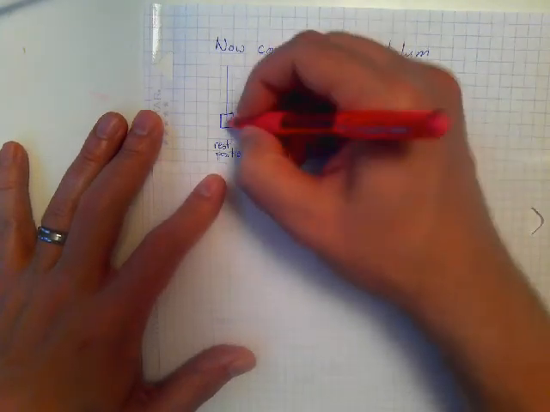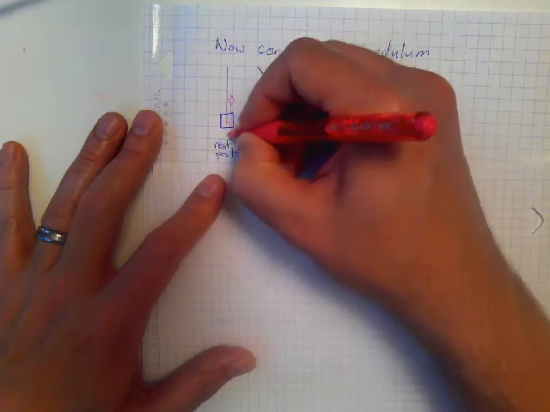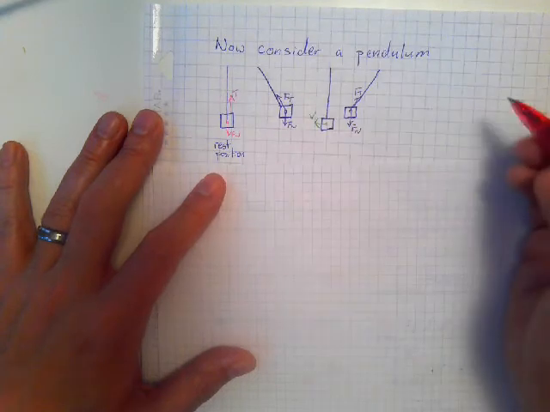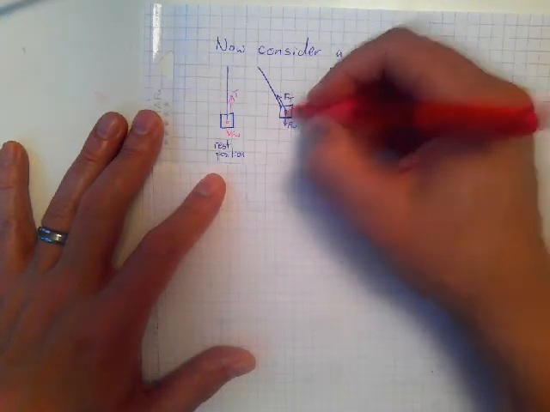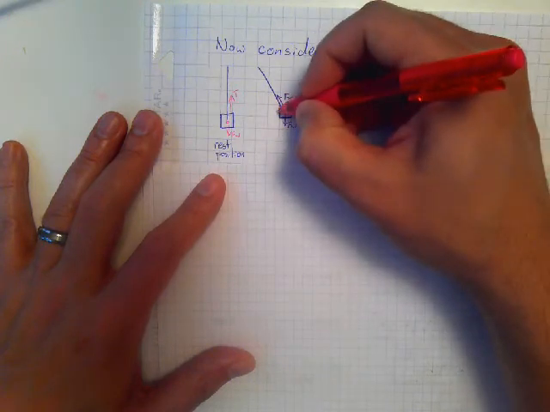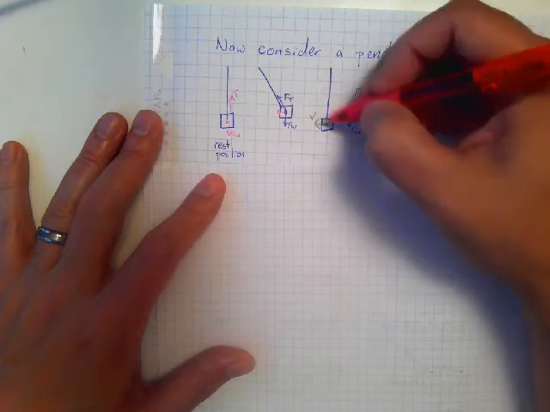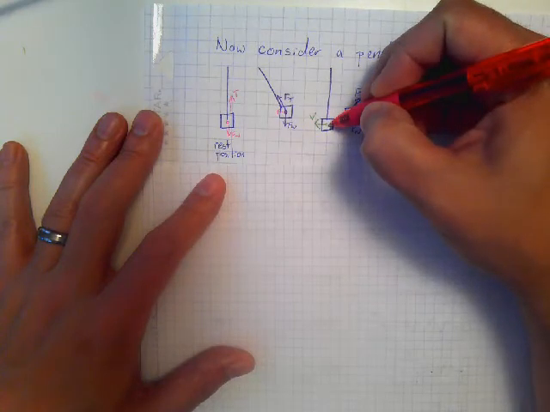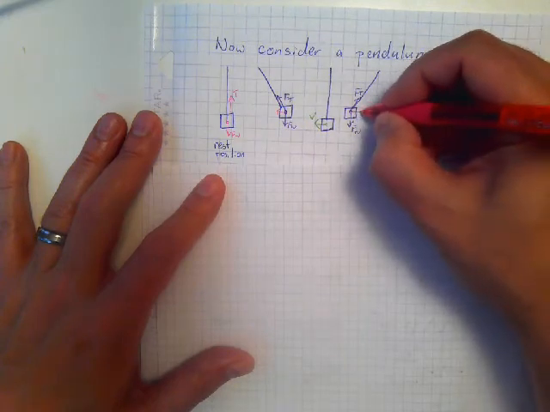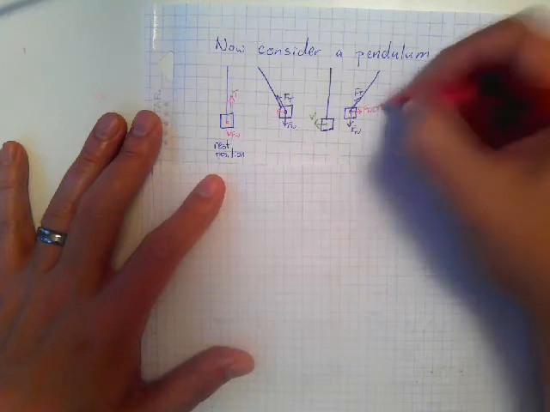So at the rest position, tension's pointing up, weight's pointing down, and there is no net force. Here though, we've got a tension off to the side, our weight's going down, that leaves us with a net force going this way. Then we return to our equilibrium position, and then on the other side, we would get our net force going back the other way.